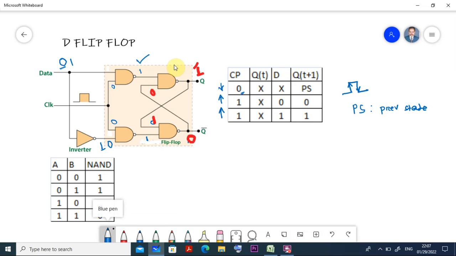So I go for this one. Now suppose I provide a clock pulse equal to 1. So now I remove this one and I remove this one. Now the clock pulse is equal to 1. When clock pulse is equal to 1, what will happen?